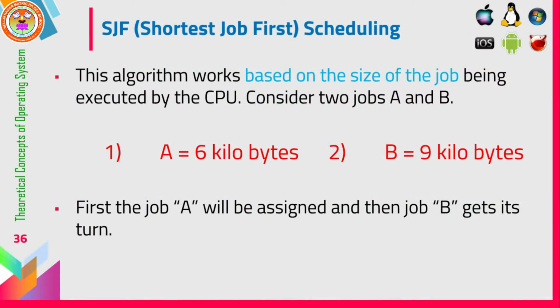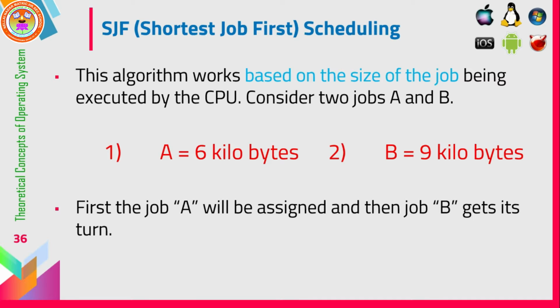Then the second one, shortest job first. What is the meaning? The job that is very short will automatically be executed first. That is the meaning of shortest job first scheduling algorithm. This algorithm works based on the size of the job. Based on the size of the job, it will be executed by the CPU.